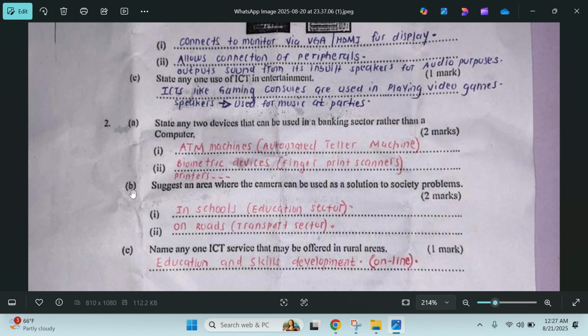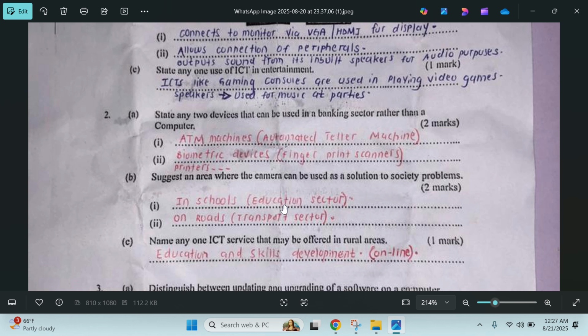Then part B of number two: suggest any area where the camera can be used as a solution to society problems. The first area I suggested where a camera can be used for security purposes is a school. That is in the education sector. Cameras can be used in schools for security purposes. Even on roads, cameras can be used for security purposes. That is the transport sector.